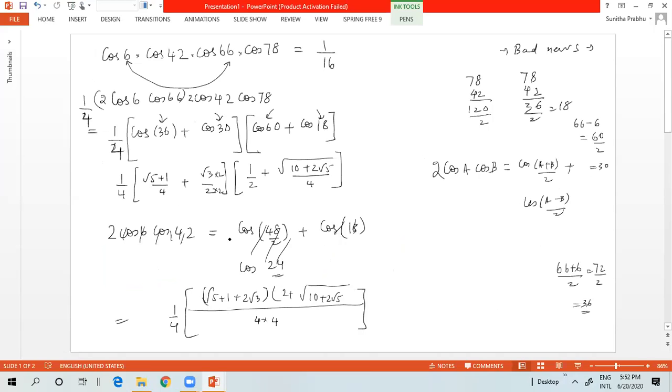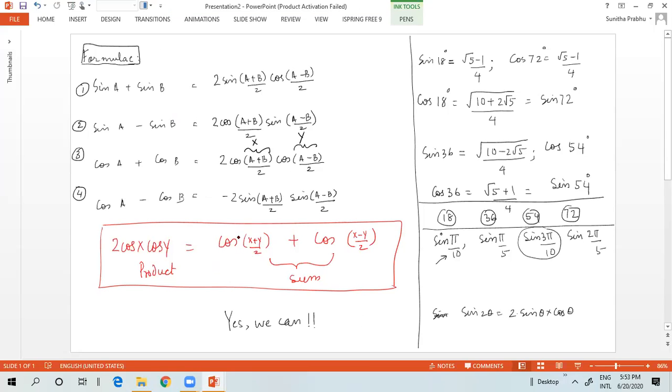It's like cos 36 plus cos 30 does not become 2 cos 6 cos 66. I think the formula is wrong. So this should be 72 and 60 itself. Yeah, sir, that's what I'm saying. When you have a product, you write it as it is, right? Yes, because 72 plus 60 by 2 gives 66.